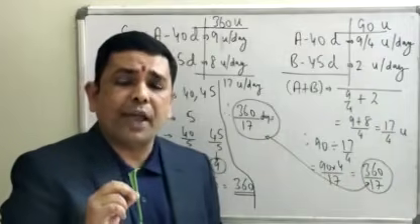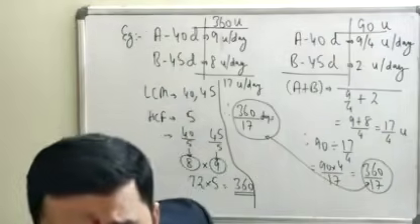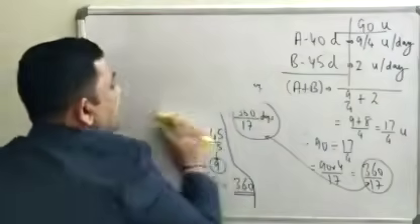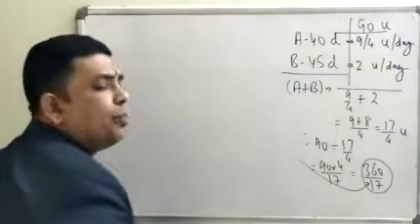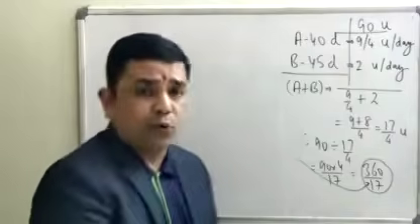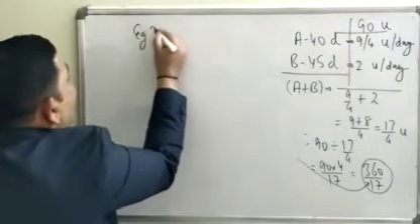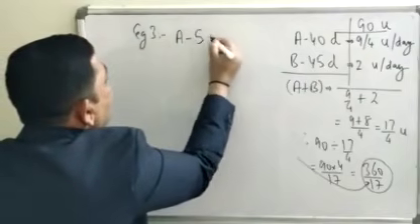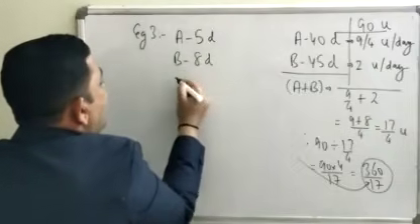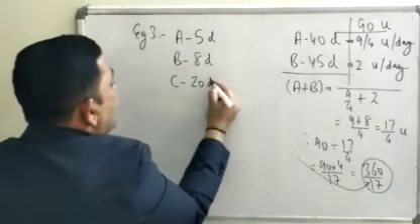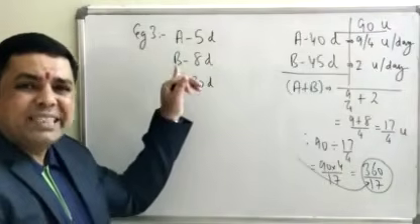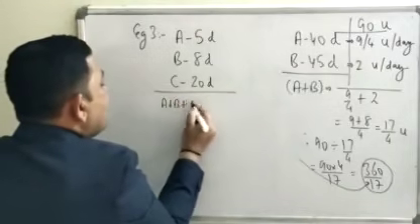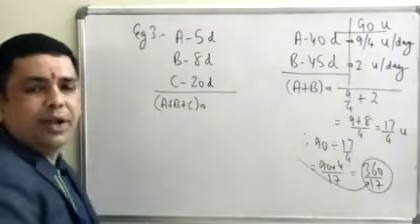Now an obvious question which would be coming to your mind: can I use the LCM method in case there are more than 2 people working? Absolutely, you can do that. Let me take a third example and then we will close this. Suppose A can do a task in 5 days, B can do it in 8 days, and C can do it in 20 days. What is the question? In how much time can all 3 of them do this together?